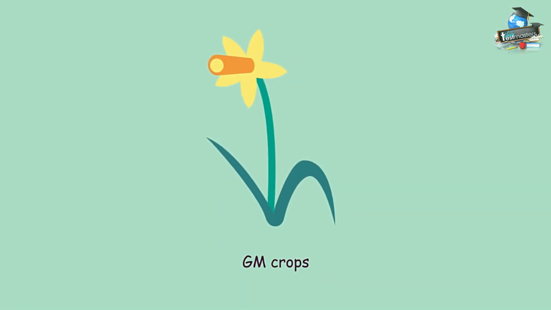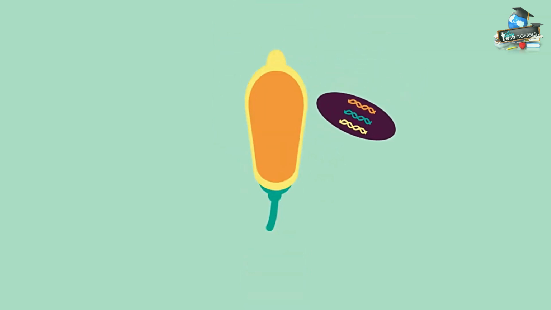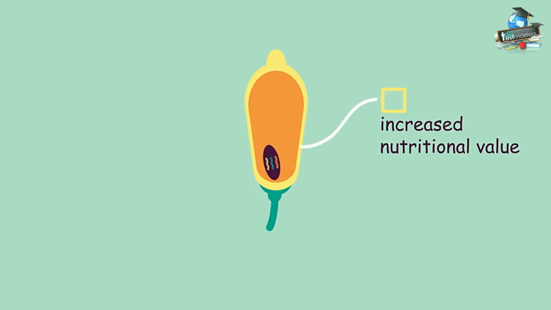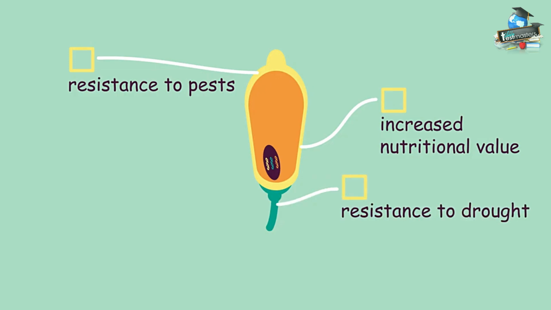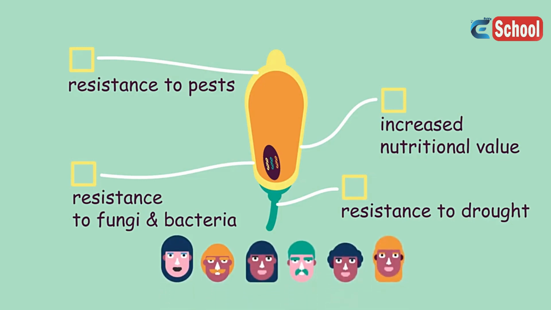GM crops are also an example of genetic engineering, whereby inserting genes from one organism into another can give a crop plant an added advantage, such as increased nutritional value, resistance to pests, resistance to drought, and resistance to fungi and bacteria that cause rotting and decay, thus making the crop food last longer. All these advantages increase food security, which is very important and beneficial given the increase in the human population.